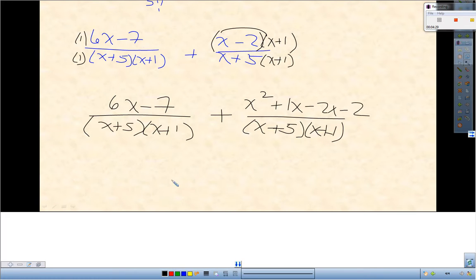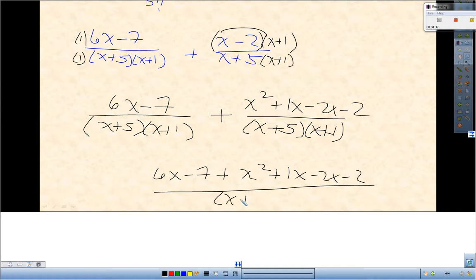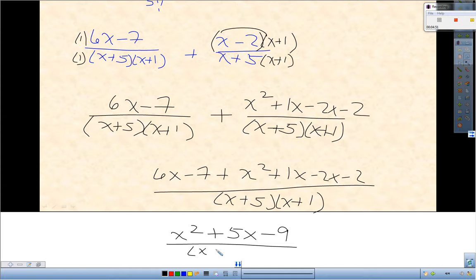Now that they have the same denominator, I can combine these into one fraction over that common denominator. And so in the numerator, I'm going to get x squared, 6x plus 1x is 7x minus 2x is 5x, negative 7 minus 2 is negative 9. And so that will factor into my answer, x squared plus 5x minus 9 over x plus 5 times x plus 1. All right, that's it for today's lesson.